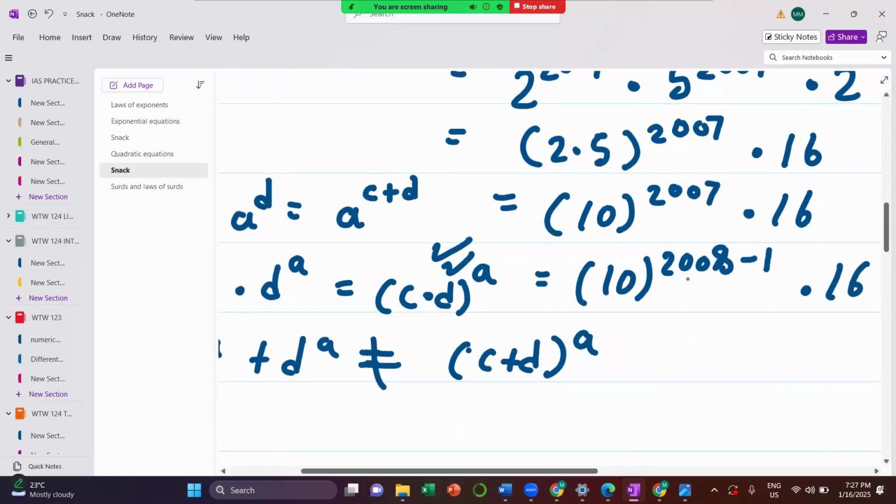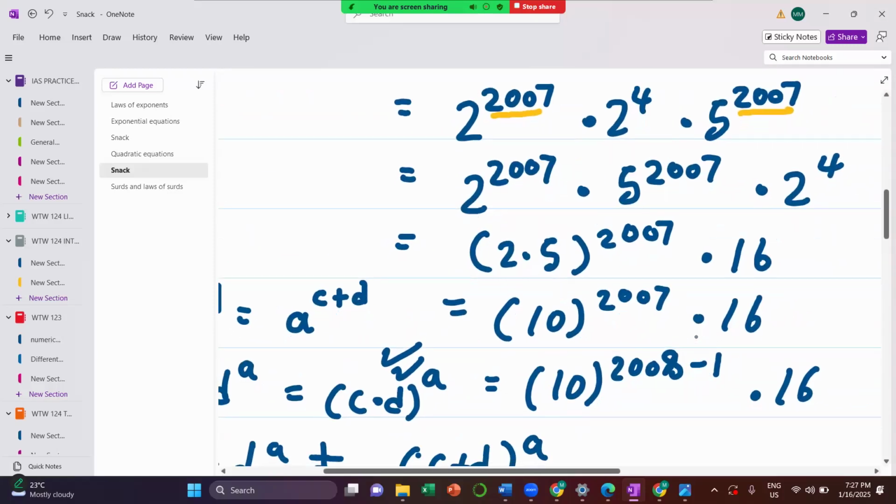So this and that step are still the same, right? Because if I minus 1, I go back to 2007. Are you okay? Are you okay, guys? Yes, sir. Okay.